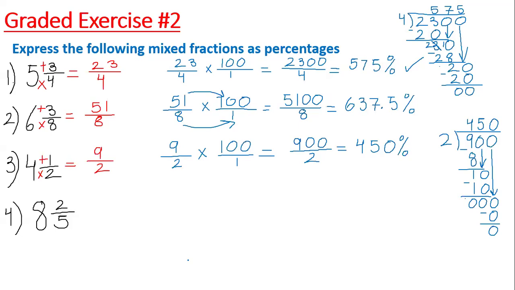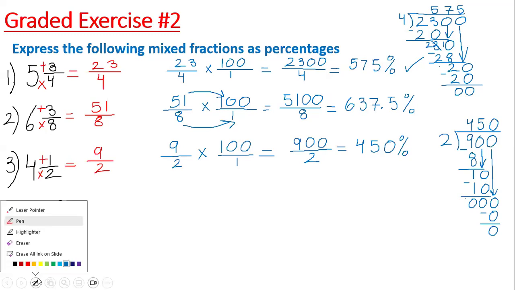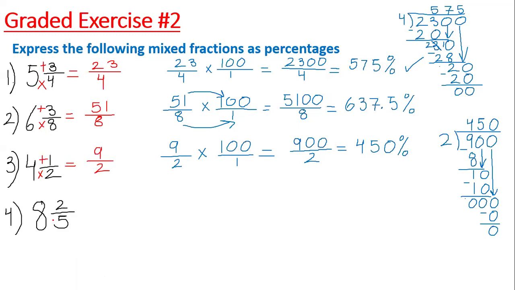And number 4, what did you get for number 4? 840%. 840. Okay. So we say it's going to be 8 times 5, I guess 40. Say 740? Yes, sir.